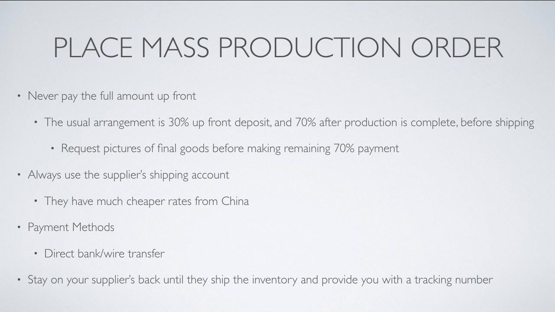Stay on your supplier's back until they ship the inventory and provide you with a tracking number. So sometimes what happens is that you make the 70% remaining payment, and the production is done. Obviously, they've sent you the images and you've made the payment. Now all that's left is that they need to ship your products. Make sure you constantly communicate with them and push them to ship that inventory as soon as possible, right?